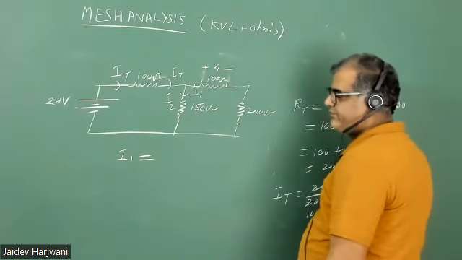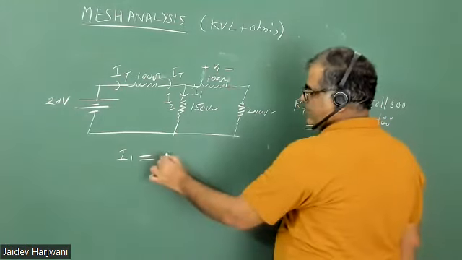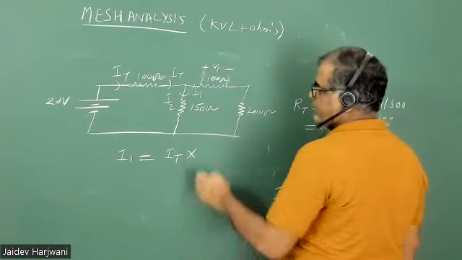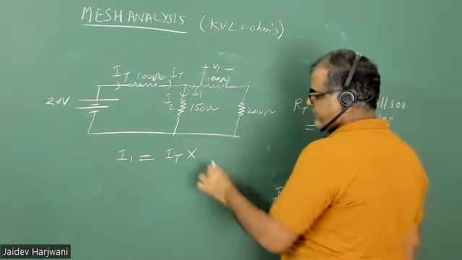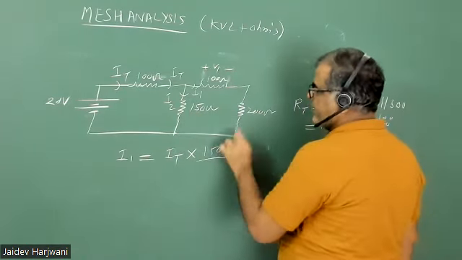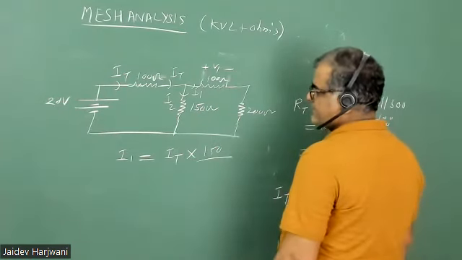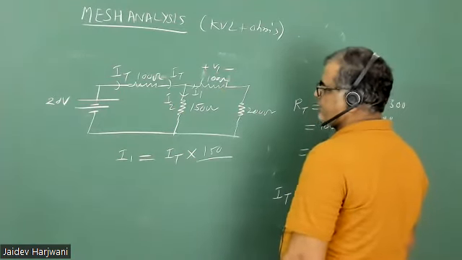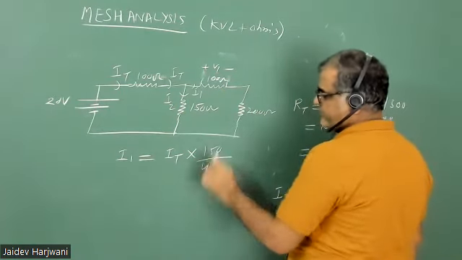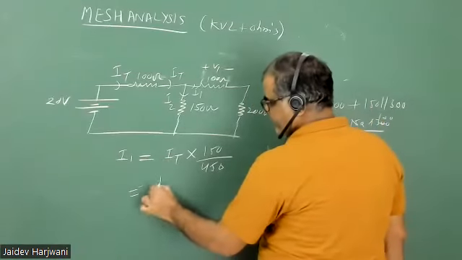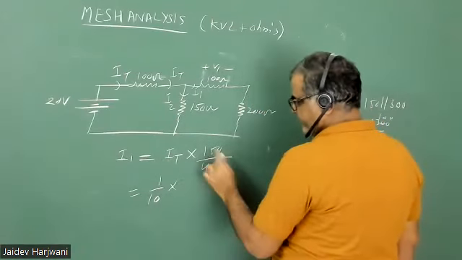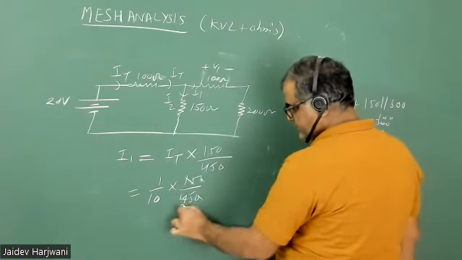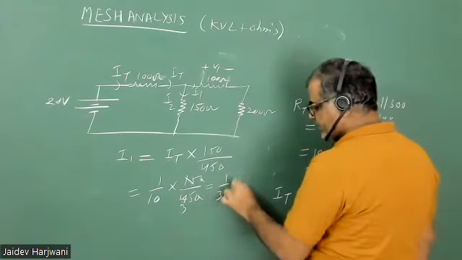Current division. I total, very good, into the opposite resistance, divided by the total resistance, the sum of resistance. So how much is the sum of resistance? 450, very good. The current is 1/10 ampere, this is 150, 450. So this is 1/30 ampere, I1.